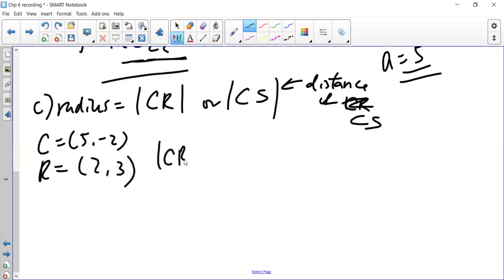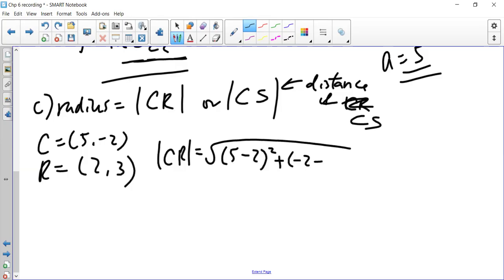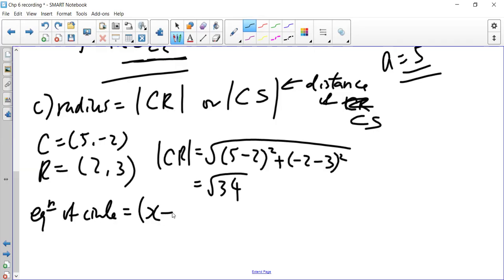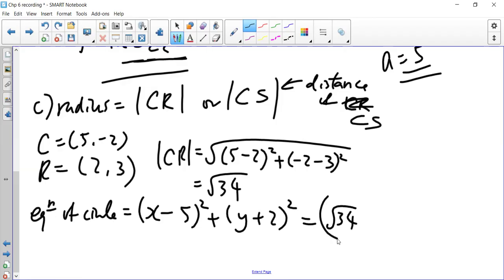So the distance CR, using the distance formula, is the square root of x2 minus x1 squared plus y2 minus y1 squared. Put in a calculator, you get root 34. So root 34, that means the equation of circle is x minus 5 squared plus y plus 2 squared, because minus 2 makes a plus 2, equals root 34 squared, which is the same as just 34. Okay, so that's the equation of circle. Right, part C completed.